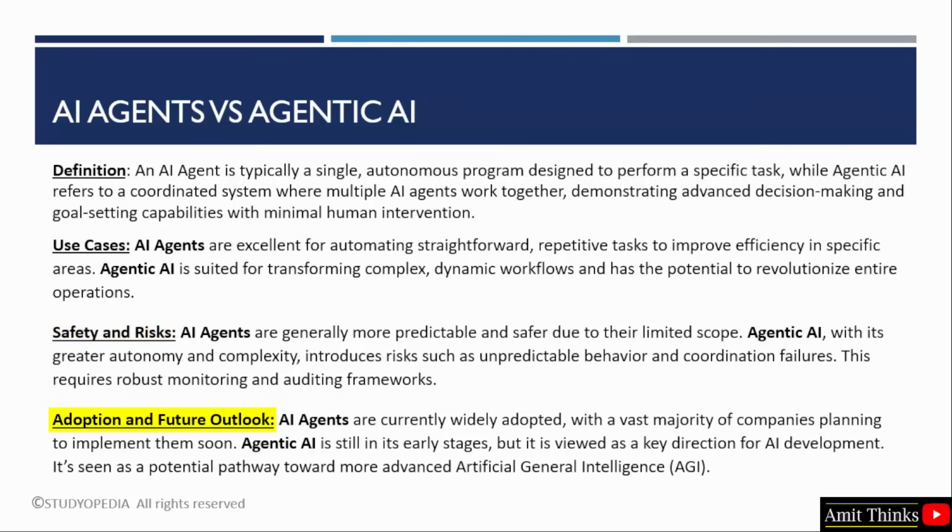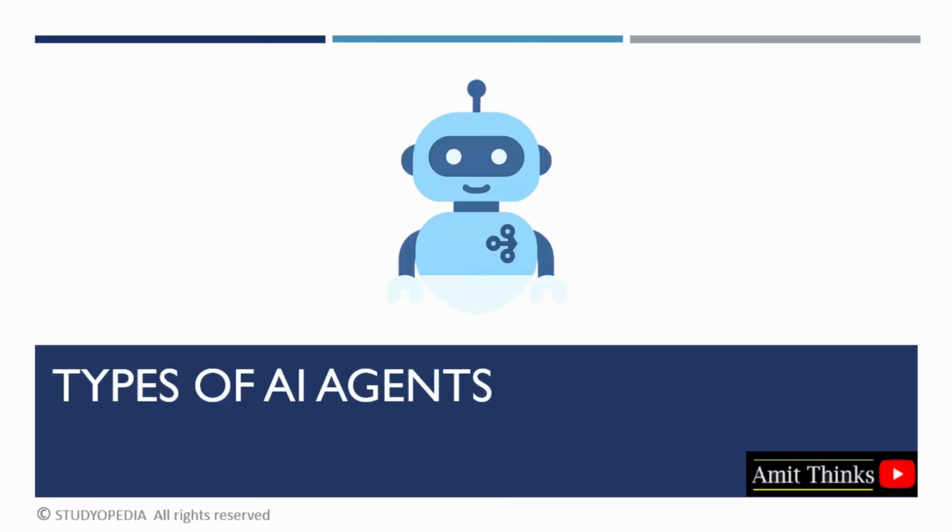The last one is adoption and future outlook. AI agents are already widely deployed, with most organizations planning further adoption in the near term, whereas Agentic AI remains in its early stages but is increasingly seen as the next frontier of AI development, that is a stepping stone towards artificial general intelligence, that is AGI. In this lesson we saw the differences between AI agents and Agentic AI. In this lesson we will understand the types of AI agents.